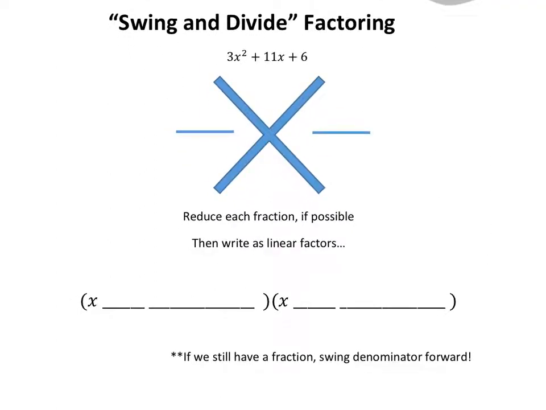So one full example here of swing and divide factoring, the very first thing we're going to want to do is identify what A, B, and C are. Well, they're in alphabetical order in standard form, so A is next to the x squared, B is next to the x, and C is by itself. C stands for constant. So the A here is 3, the B here is 11, and the C is 6. We don't include the x squared or the x, we're just looking for the coefficient there. And we set up our swing and divide factoring.